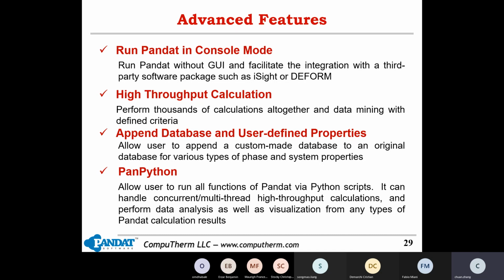At present, this function can be used in different modules, such as the phase diagram module, the precipitation module, and the solidification module. All these modules can use the high throughput calculation function. The other feature we would like to emphasize is the append database and user-defined property function.